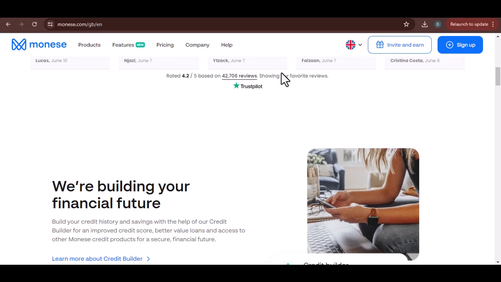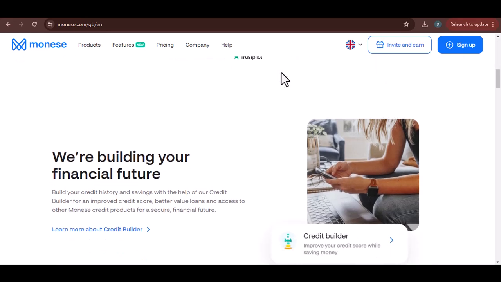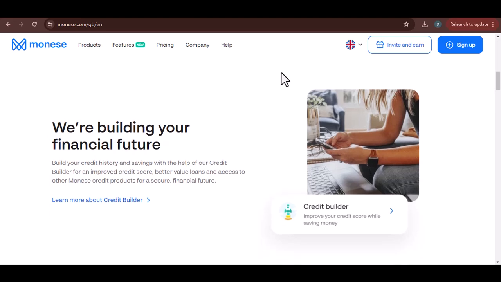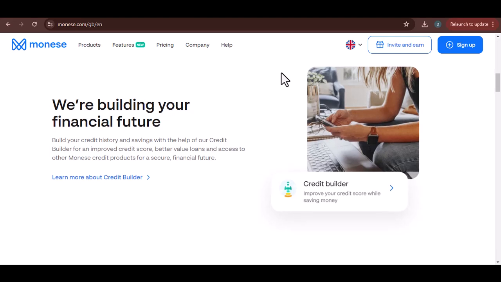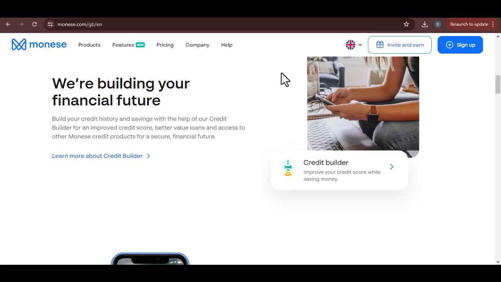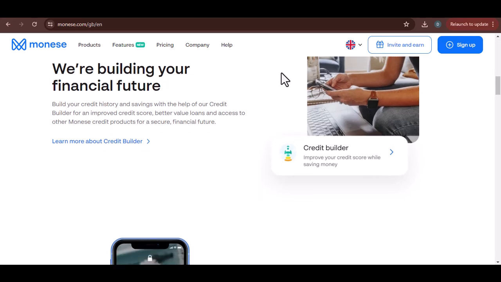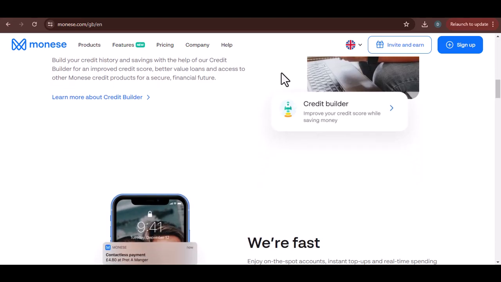Monese, a quick overview. Before we dive into the SWIFT code specifics, let's talk about Monese. It's a digital bank that's gaining popularity for its simplicity and convenience. Think of it as your smartphone banking BFF. You can send and receive money, make payments, and even get a debit card, all from your phone. But, like any other bank, it has its own SWIFT code.